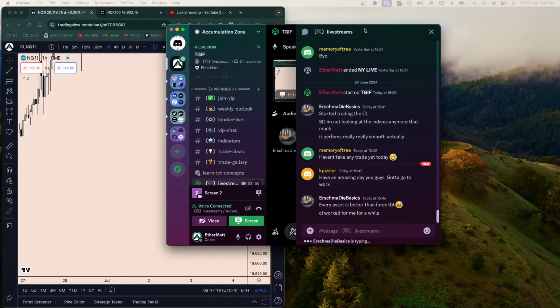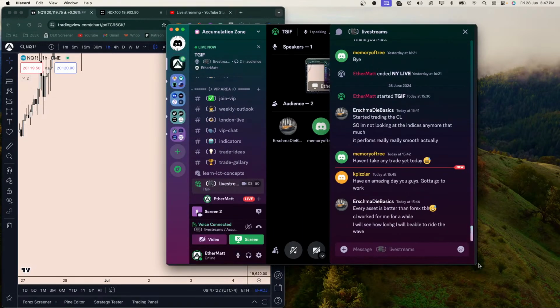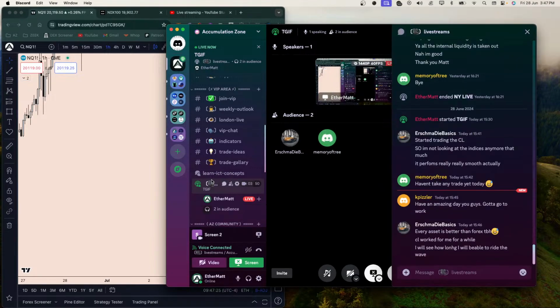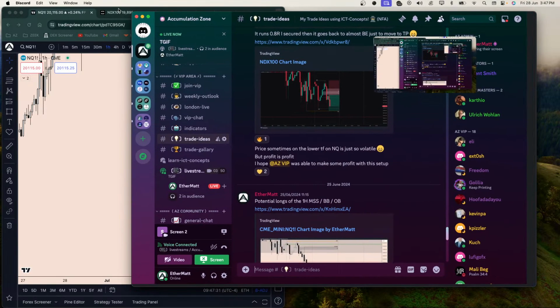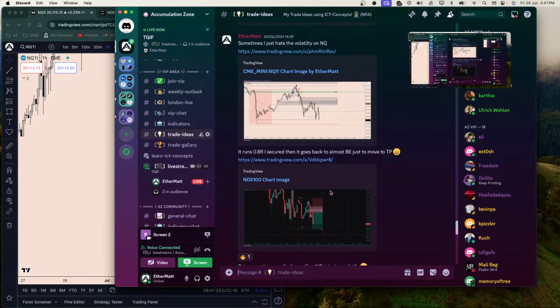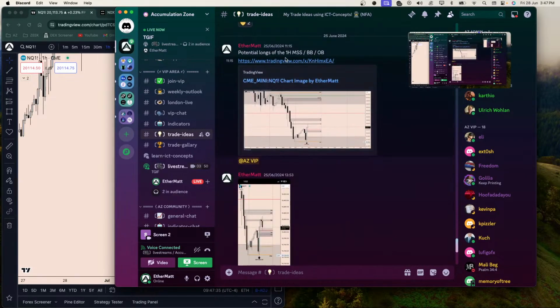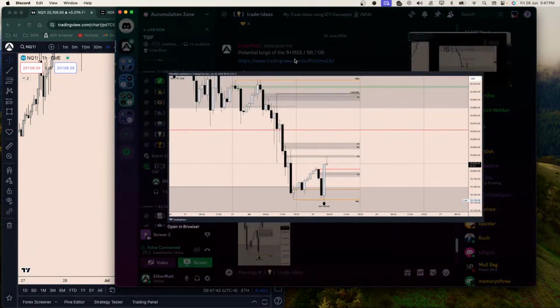Personal preference. But I'm glad that you found something that works for you. Where do we have it? Trade ideas inside the trade ideas category inside the VIP section. This was Monday, and then right here on Tuesday, potential longs of the 1 hour market structure shift breaker block order block. Right here, this is what we were looking at the time.